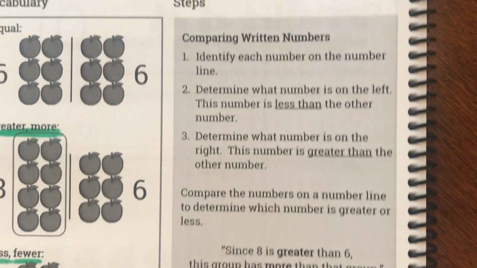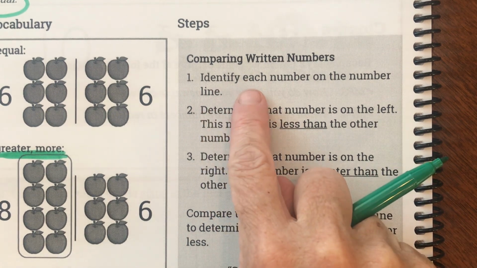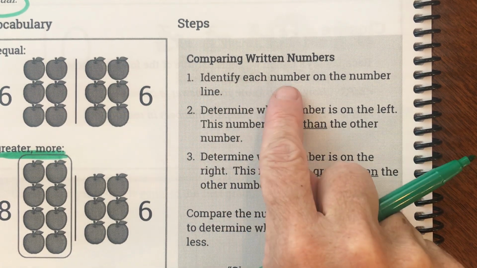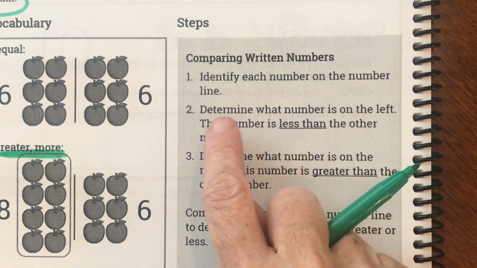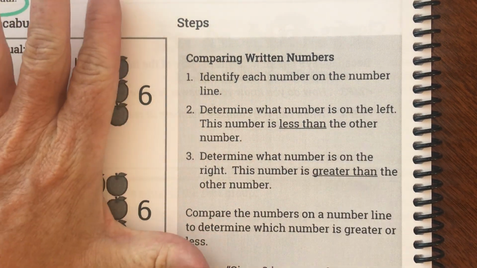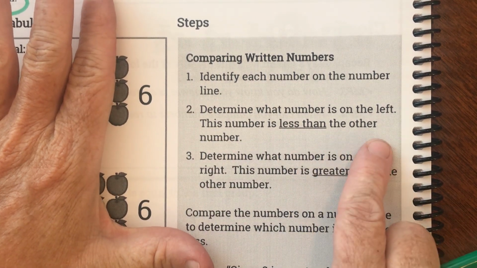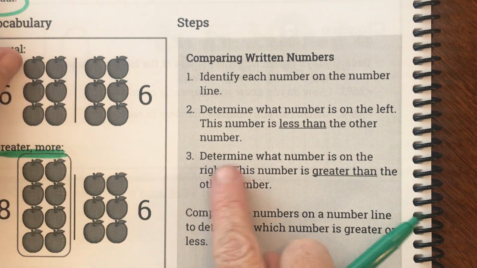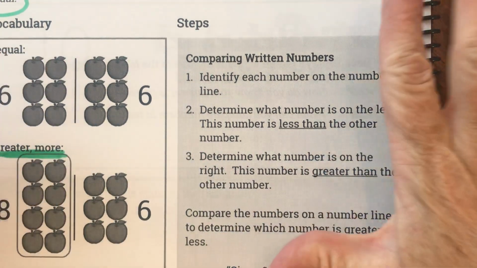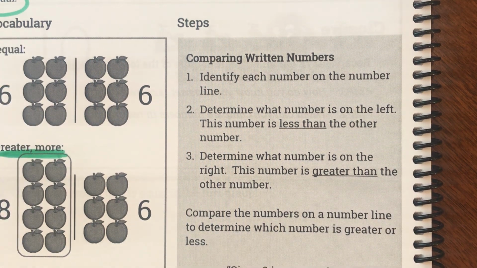Okay, so boys and girls, our steps are the same that we keep practicing. Our first one says we're going to identify, which means find each number on the number line. And then we're going to determine what number is on the left using our left hand to help us. This number is less than the other number. And then determine what is on the right. That would be our other hand. This number is greater than the other number. So I'm going to show you what this looks like, boys and girls.